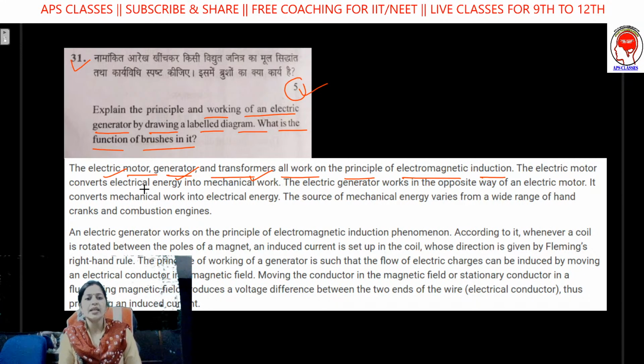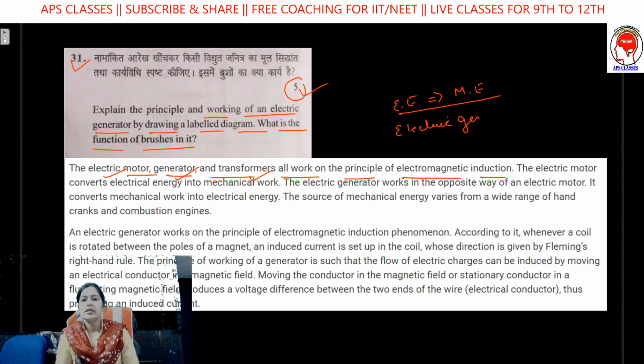The electric motor converts electrical energy into mechanical energy. The electric generator works in the opposite way of the electric motor. It converts mechanical energy into electrical energy. This is the main difference between the electric generator and the electric motor.